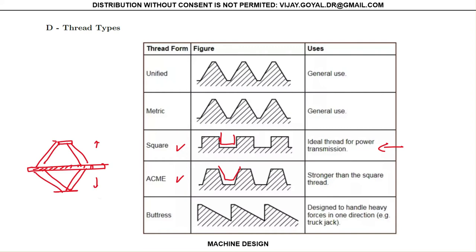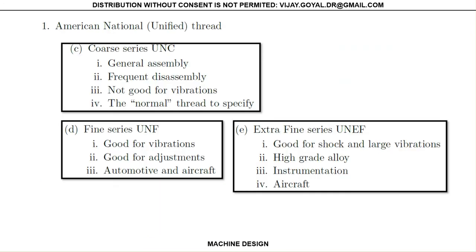Okay, then you have many different ones. You can follow me. I have a handout and all this stuff is in the handout. You can download the handout as well. Then the American National Unified, we call it the Unified Thread Series. If it's a coarse series, this is very good for general applications and frequent disassembly, when you want to assemble and disassemble. It's really not good for vibration applications because you don't have a very good engagement.